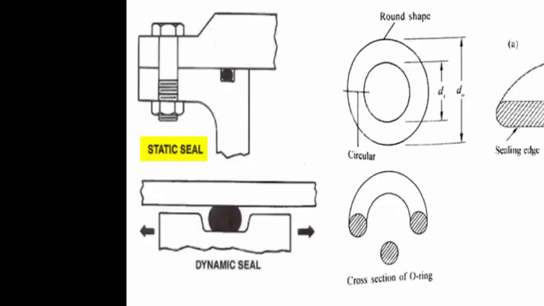Now you are seeing the figure for the static seal. You have some flange or some component on top of which you are placing another metallic component, and you are using a bolt to join them together. This may be the cylinder. This is the end of the cylinder. You are closing it with some cover, and you are using a bolt to join them together.